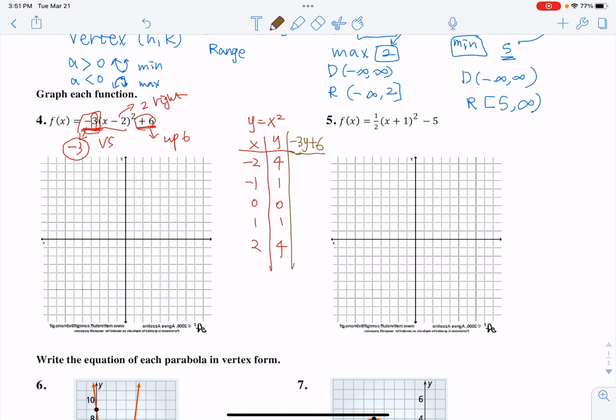And then the x value: it moved 2 to the right, which means you have to add 2 to the x. So the new x values: 0, you add 2, 2, 3, 4. And then -3 times 4 is -12, plus 6 is -6. -3 times 1 is -3, plus 6 is 3. -3 times 0 is 0, plus 6 will be 6. And -3 times 1 is -3, plus 6 will be 3. So it will be (3, -6), and this one was the original vertex.